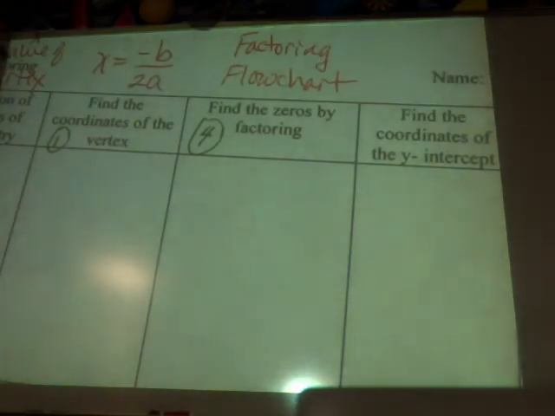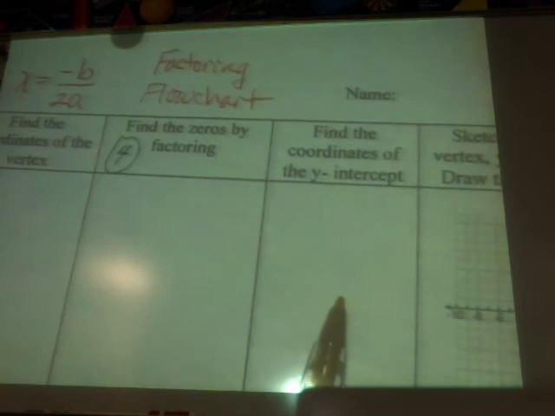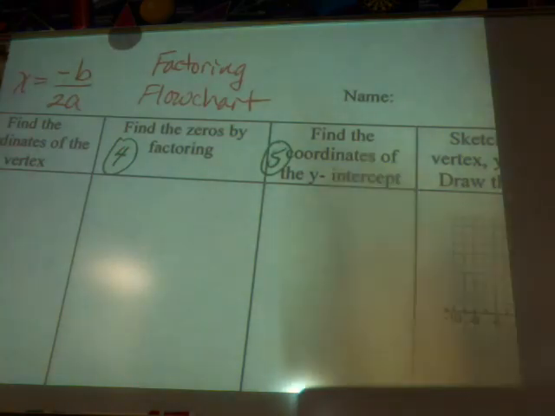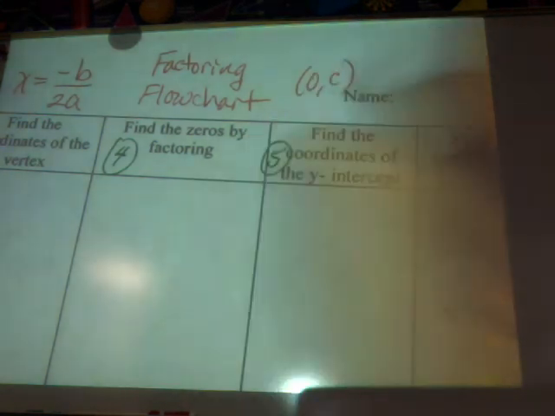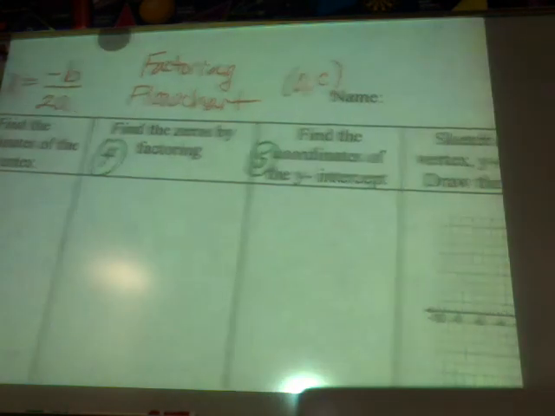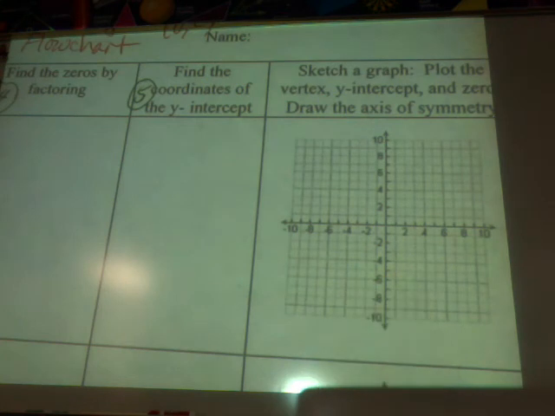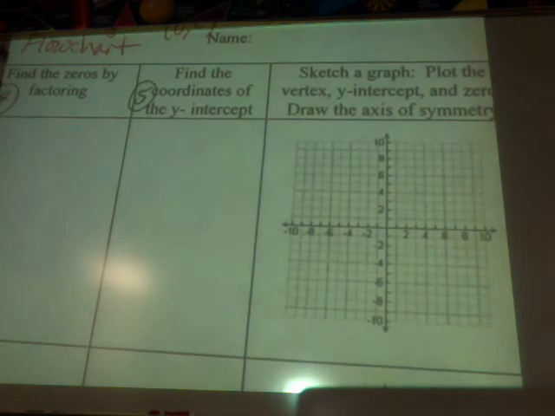Love it. All right, then what's your y-intercept? 0c. And then how many points do I really want on here? 5, unless you have a no solution situation, then all you have to do is plot the vertex, the y-intercept and its symmetrical point and the axis of symmetry. Okay? So let's go through the first three for number 1.